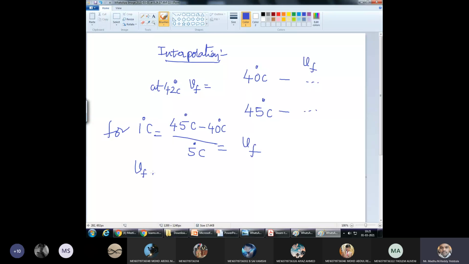Therefore now I can write VF at 42 is equal to, directly, VF at 40 plus 2 into VF at 1 degree centigrade. This is the interpolation method for any property, not only volume. For pressure, enthalpy, entropy, specific volume, anything you can use, right? First, you need to calculate for 1 degree centigrade. Already I have the value for 40 degrees centigrade. I want for 42, 40 plus 2 into 1 degree. You will get the required one. Clear now?